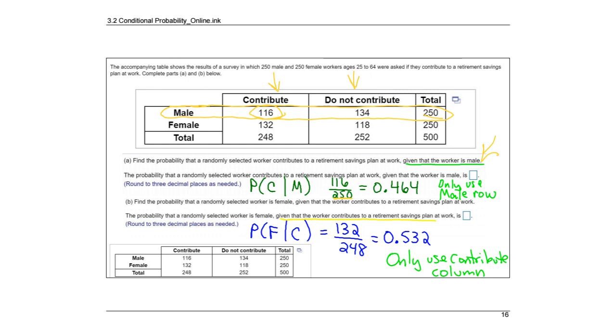Okay, so you have to be very careful. Don't write on your monitor, but kind of just look at which row or which column you need. Okay, the next one, I'm going to circle down here.